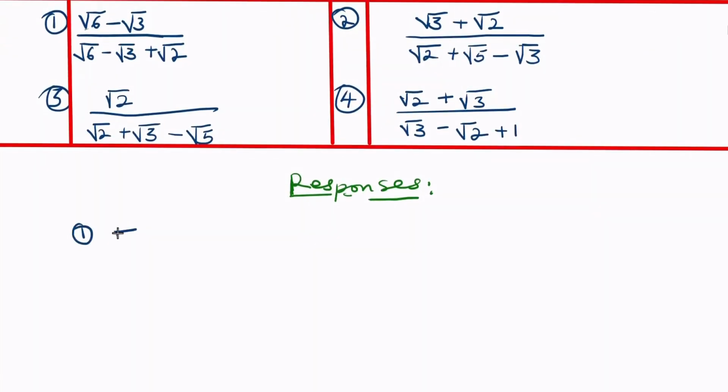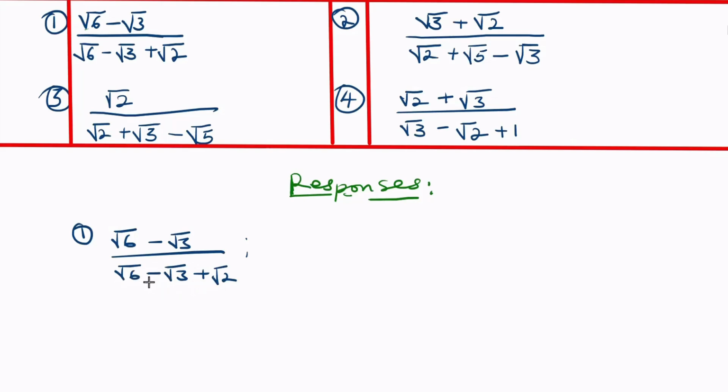That's number 1. We have the square root of 6 minus the square root of 3, divided by the square root of 6 minus the square root of 3 plus the square root of 2. We are going to rationalize to make the denominator a rational number. But before that, in the previous videos, we said that we get the conjugate of the denominator.